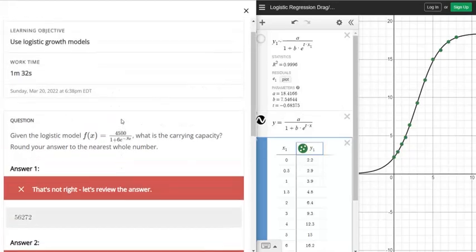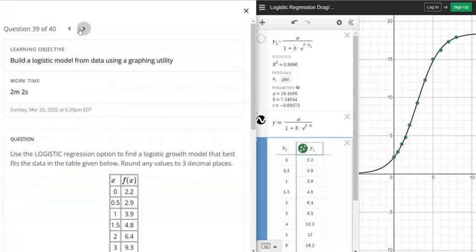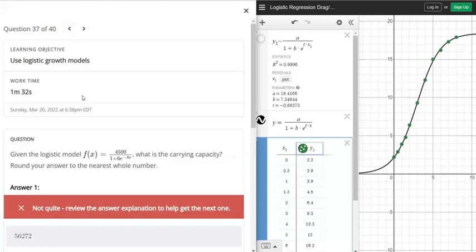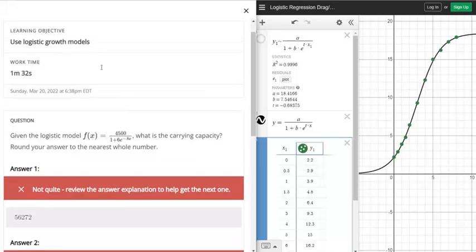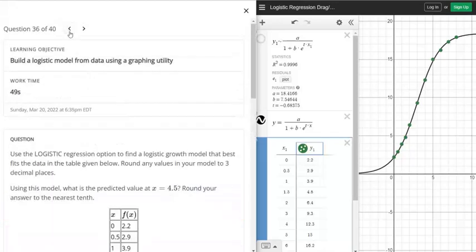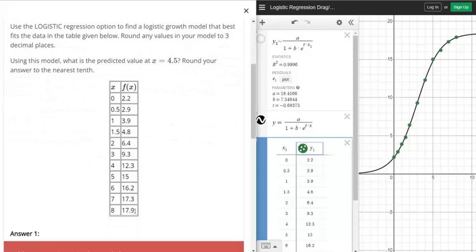So this problem, it's a different topic. Let me see. Yeah, I just wanted to do one for building. If you need to use a logistic regression equation, then you're just plugging a value into the equation, then simplifying. This is a build one, so I'll do this one real quick.